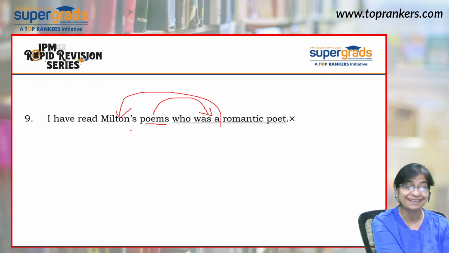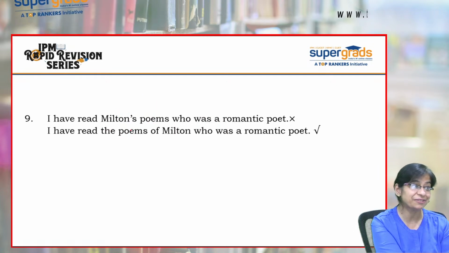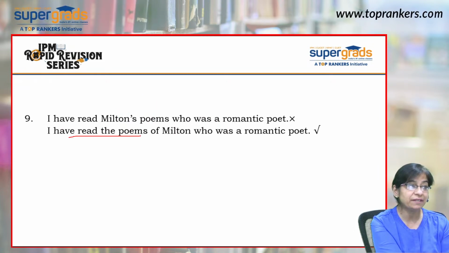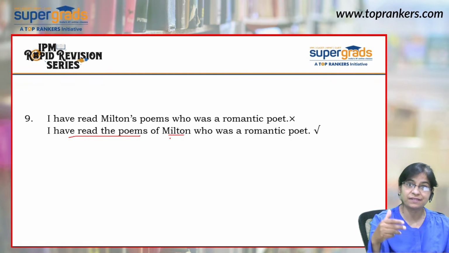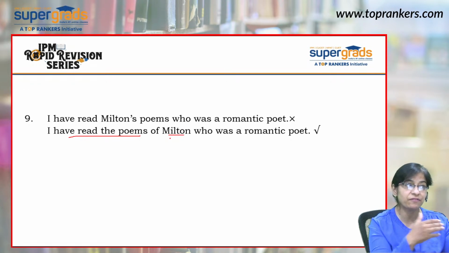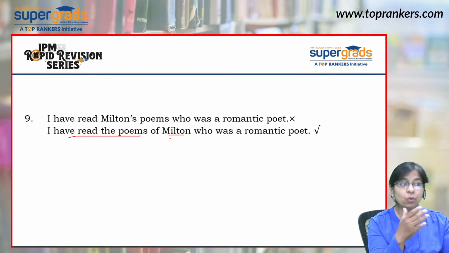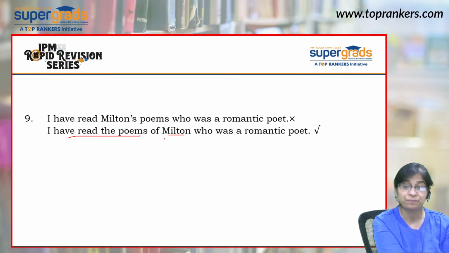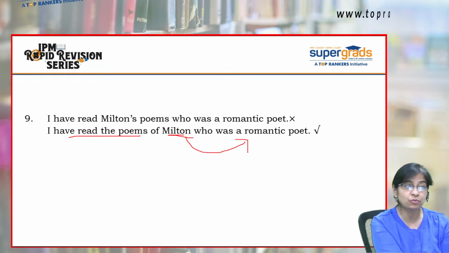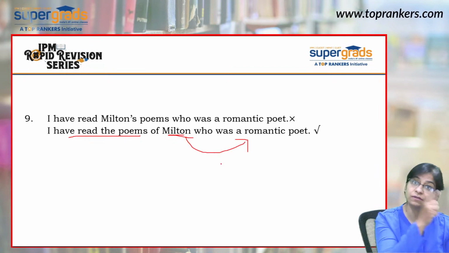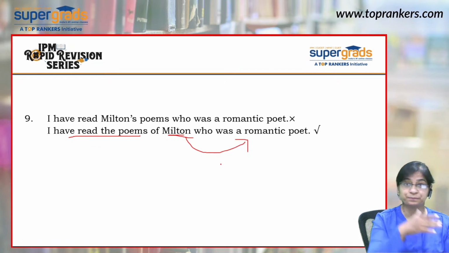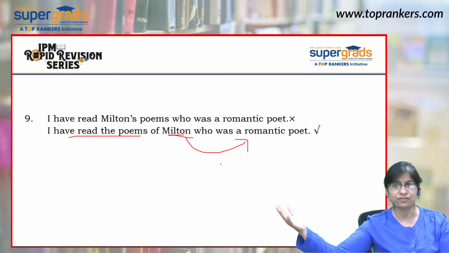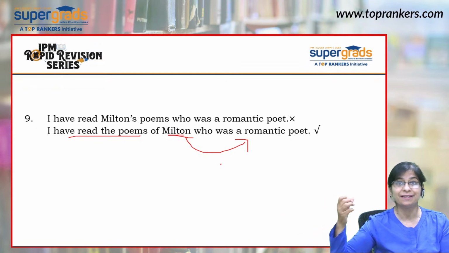Think about it. So the correct structure here should have been, I have read the poems of Milton. See, I've just removed the apostrophe and I've rephrased the entire thing, and I've said, I've read the poems of Milton, who was a romantic poet. Now, see, the only change that I made here, I've placed Milton close to the clause that was modifying it. Make sense?